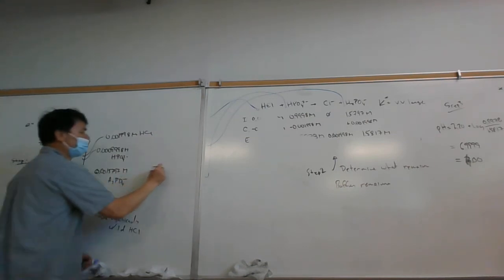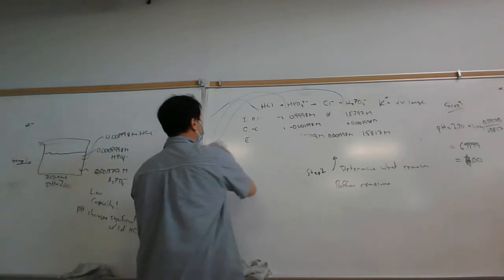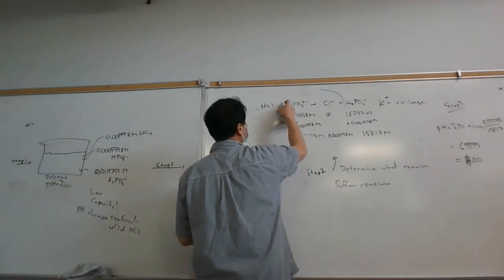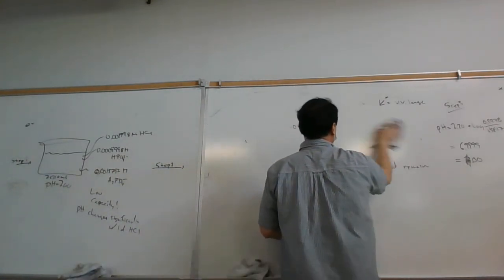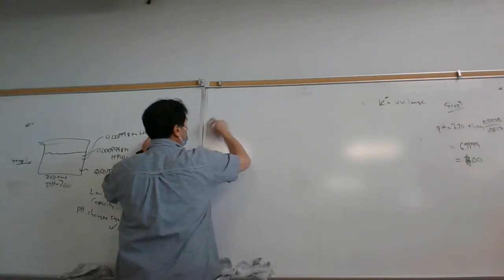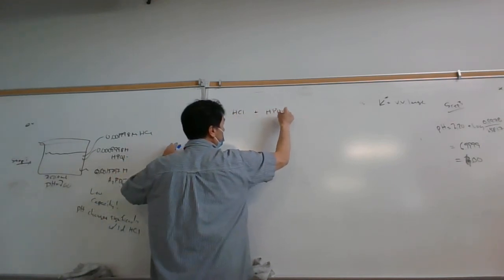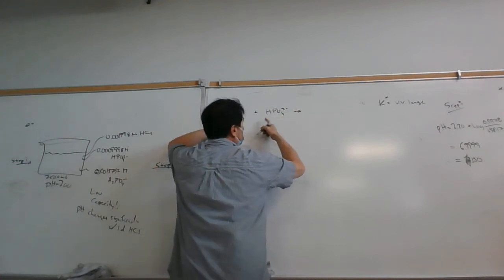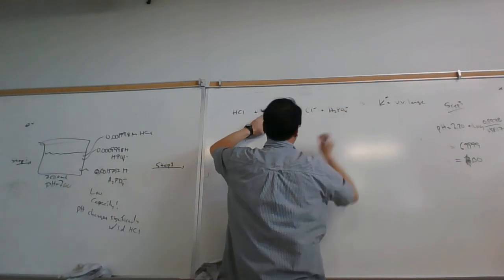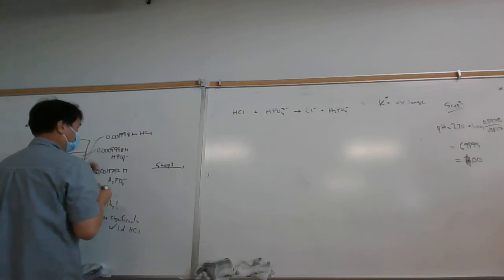Now we go on to step 1. Step 1 is the strongest acid plus the strongest base, which is what we have up here. So the strongest acid present will be HCl. The strongest base present will be the monohydrogen phosphate. You can just look that up on the chart. And this is going to form chloride plus dihydrogen phosphate.